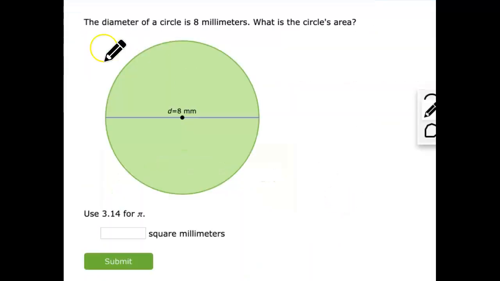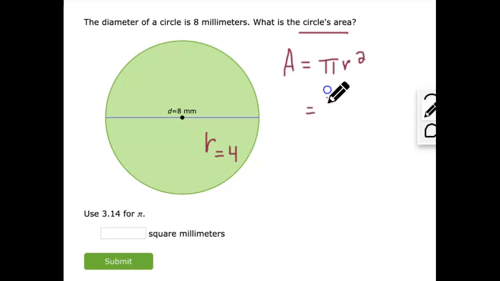Nice. Next example, we have the diameter of a circle is 8 millimeters. So what is the area of the circle? We know the area of a circle is pi r squared, right? That's the formula. So it means we need to find what r is. If the diameter is 8, our r is 4. Okay, so therefore we could change that to 3.14 times r, which is 4, and we have to make it a power of 2 because that's what it says.